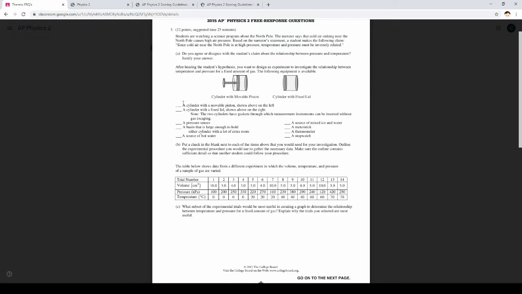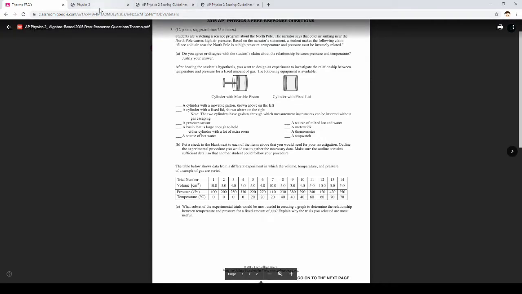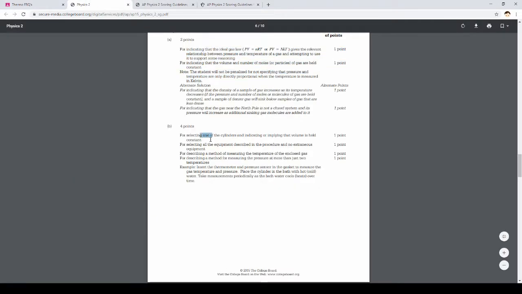So we're going to want a cylinder. Either we need to have a movable piston and then specify that the piston is held constant, or something with a fixed lid so that the volume is constant. We need to measure the pressure, we need to measure the temperature, and we need to have some way of changing the temperature. Here it is strongly encouraging you to go down the lines of a hot water bath or a cold water bath. So we have selecting one of the cylinders and indicating that the volume is held constant.